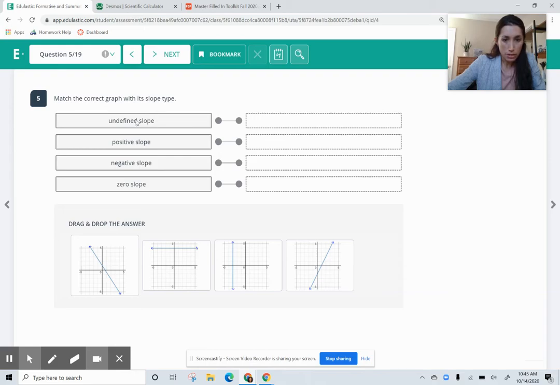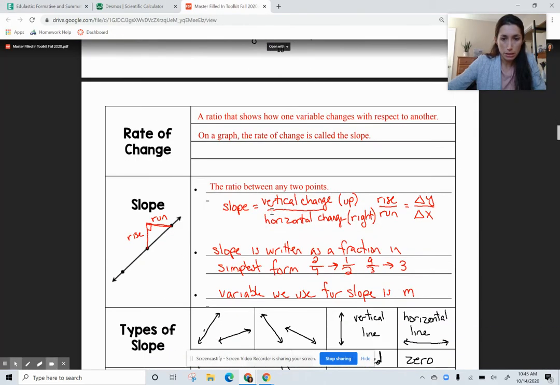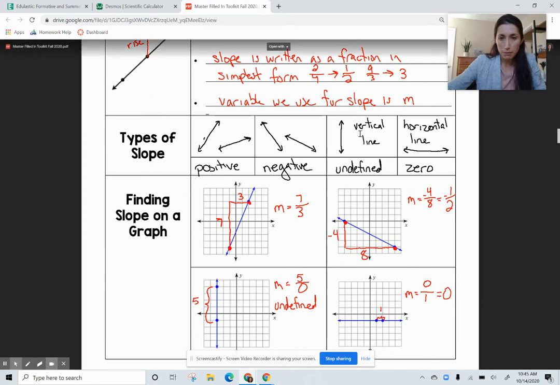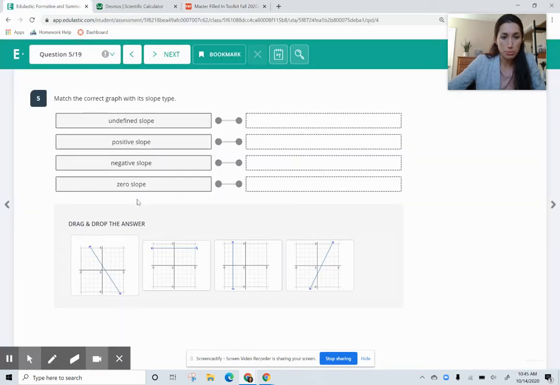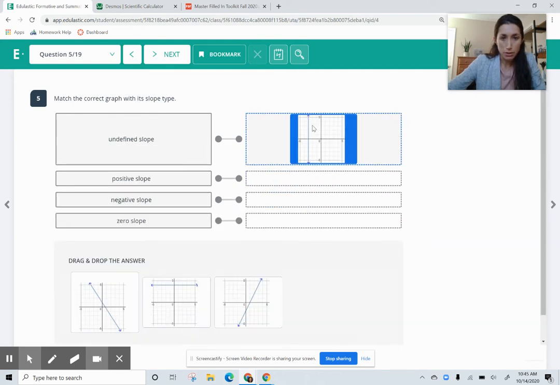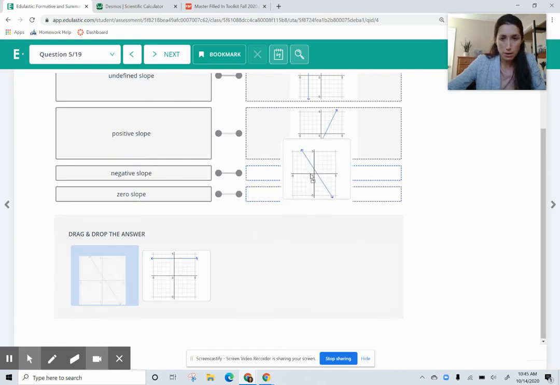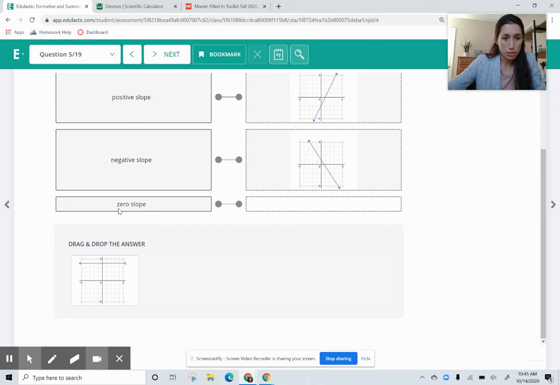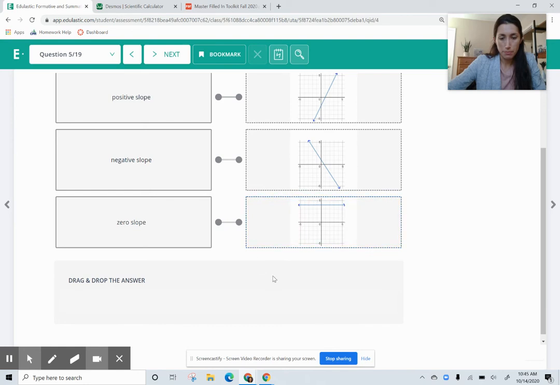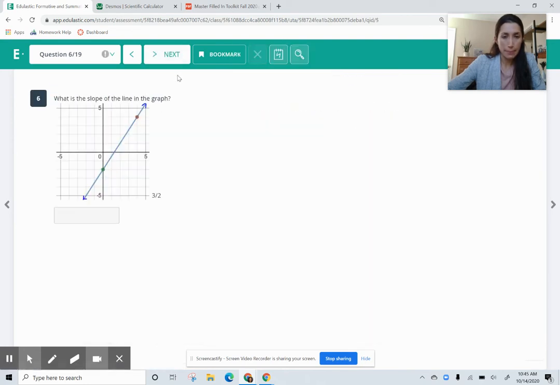Here we've got our 4 different types of slopes. Let's look back at our toolkit. And we've got our positive, negative, undefined, which is a vertical, and horizontal, which is 0. So I'm going to use that as a guide to help me decide the 4 types of slopes. So undefined, that's a vertical line. So I'm going to pick the vertical line, drag it here. Positive slope up to the right, drag that here. And we've got a negative slope down to the right. And our 0 slope was that horizontal line. So here we've got that matched in here. Okay, we'll go on to our next question.